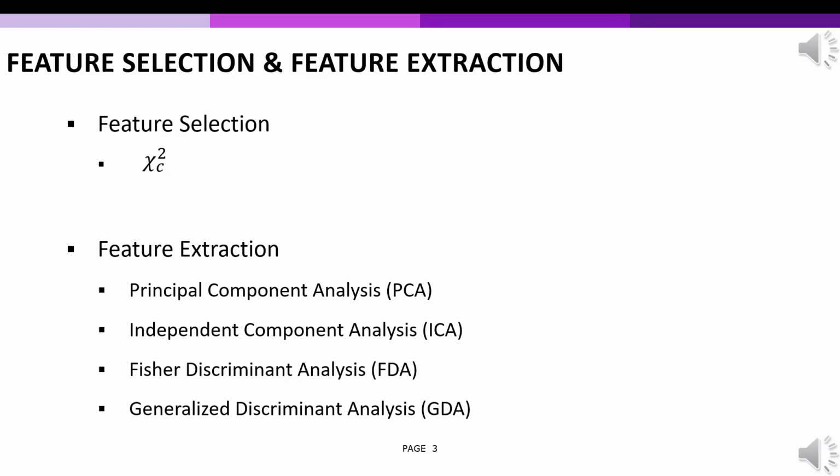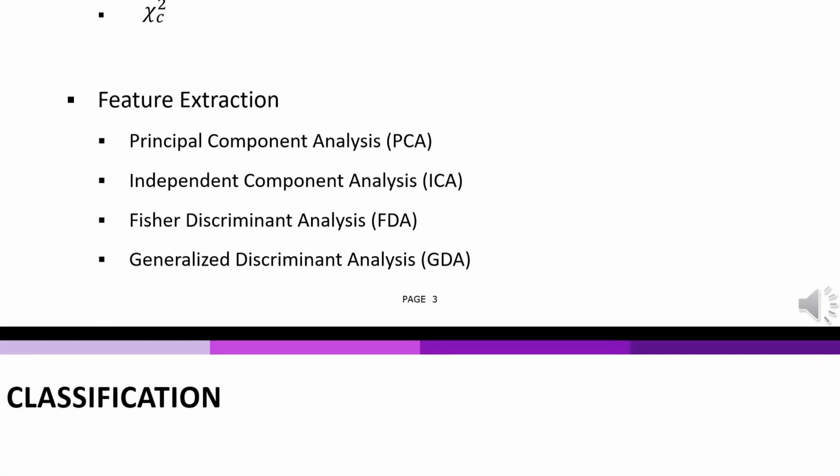Feature extraction transforms the input space onto a lower dimensional subspace by creating a new feature space. This feature space is not a subset of the original feature space, but an entire set of new features based on the original dataset that usually improves or maintains the accuracy while simplifying the complexity of the model. In this paper, we have used both supervised and unsupervised feature extraction methods such as PCA, ICA, FDA, and GDA.